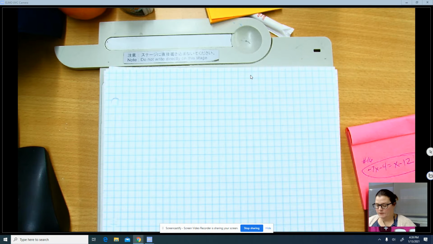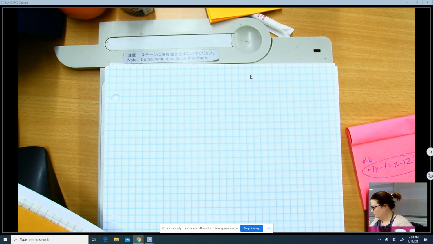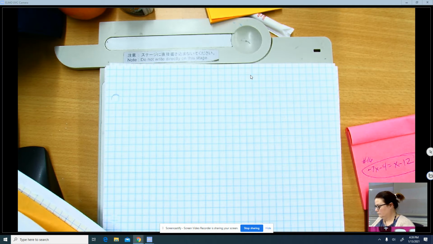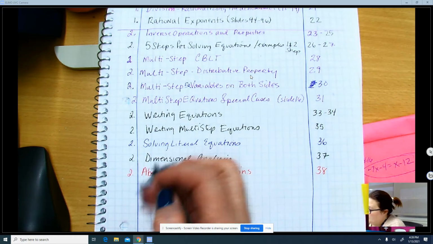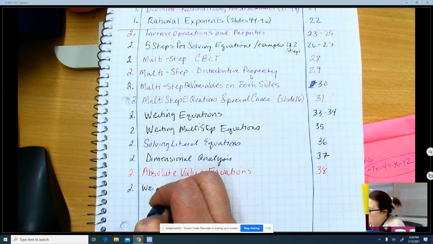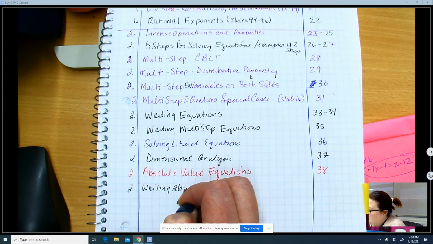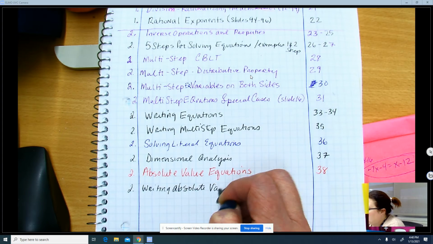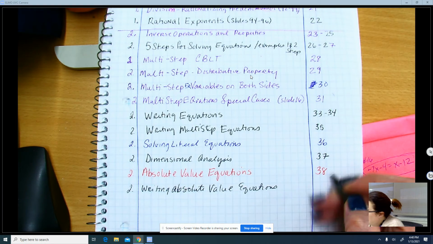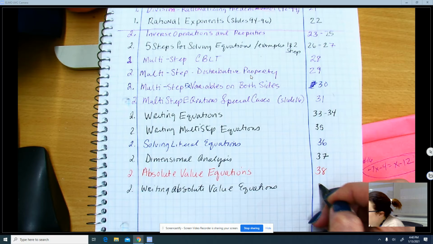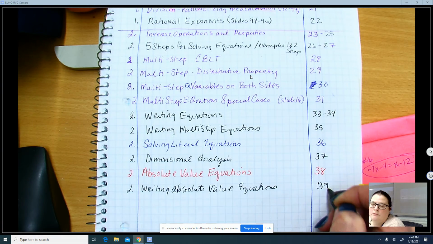Okay, guys, today let's talk about absolute value and how to write an equation in absolute value. So in our TOC, this is going to be writing absolute value equations. And this is going to be on page 39.